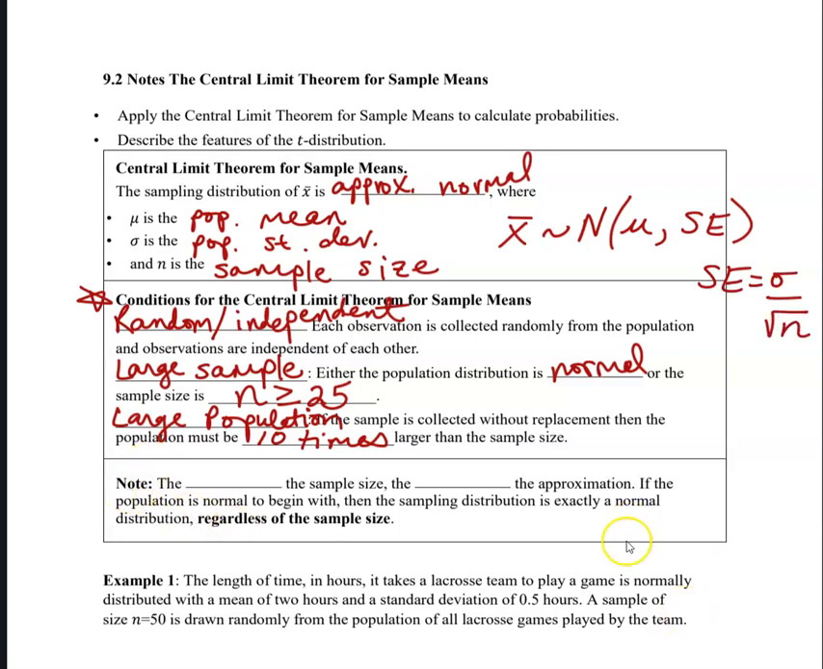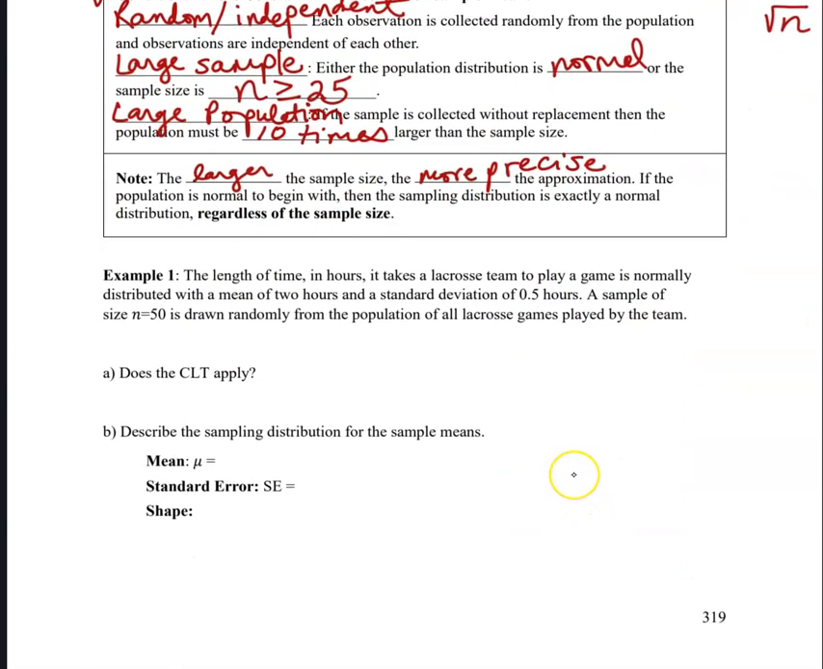And down here it says, note that the larger the sample size, the more precise the approximation. Remember what that means. Larger sample sizes mean smaller standard error. If the population is normal to begin with, as I mentioned previously, the sample size does not matter. Let's look at a quick example here.